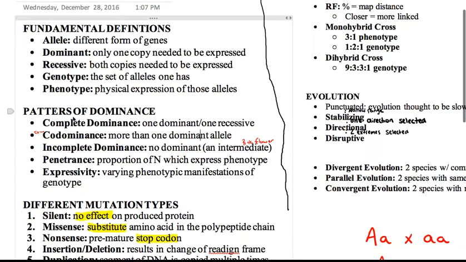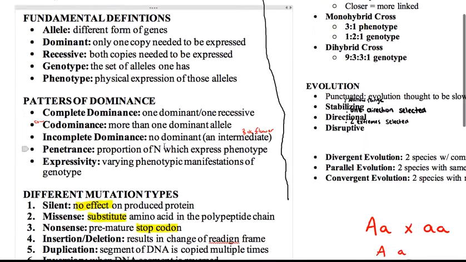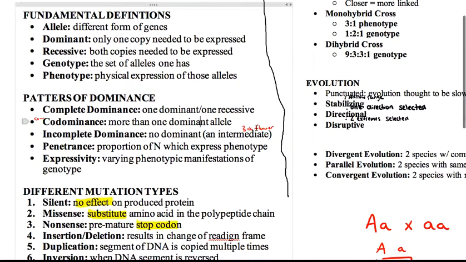Patterns of dominance. These are the basic ones. Complete dominance is when one allele is dominant over the other. Big A, small a, you'll have the big A being shown. Codominance is when you have more than one dominant allele. Basically, it's like cows when you have brown and white spotting showing up, little patches. And incomplete dominance is when there's no dominant allele. There's always going to be an intermediate if you're a heterozygote. The example is pink flowers.